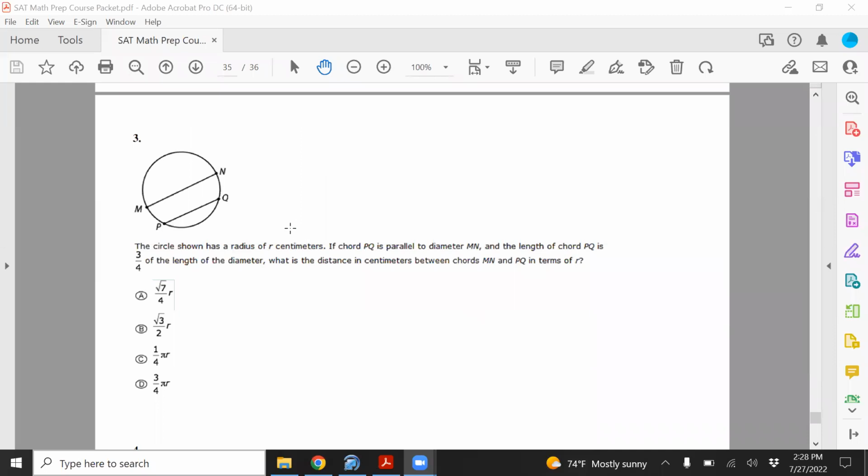Let's take a look at 3. If you want the distance between these two chords, let's put a center here because that's the diameter. So we want that. I'll call that X. They say that chord PQ is 3/4 of the diameter, so PQ is 3/4 MN. And the radius is R. So this is also going to be R, just so you know. It's also a radius. And they want x.